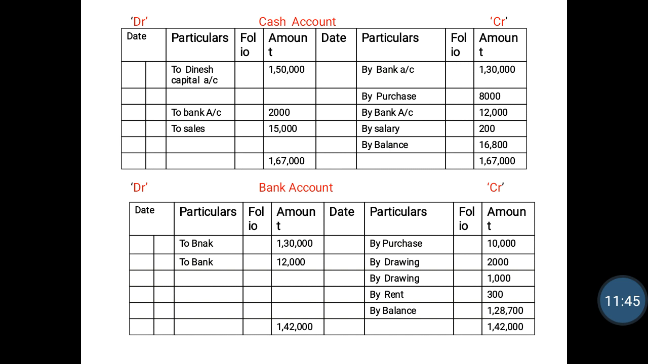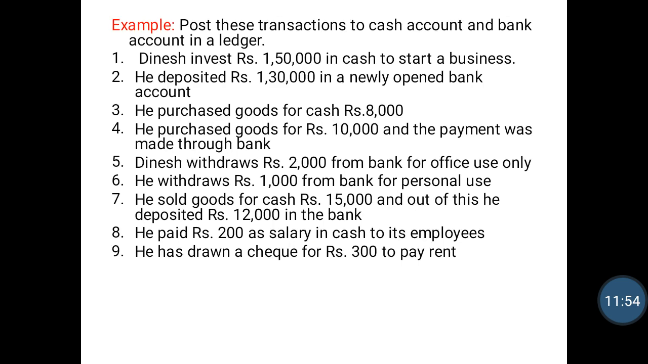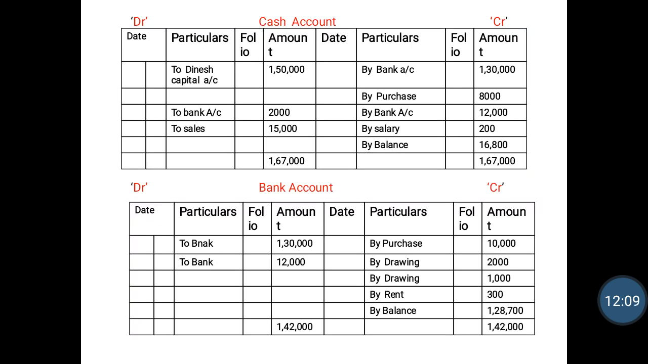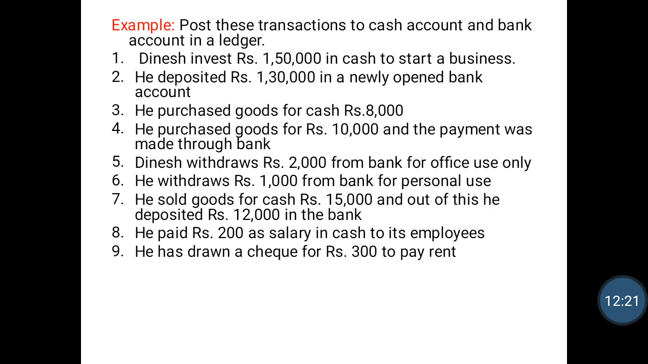In a cash account and bank account, whatever transactions are there, write down that transaction in that particular account. So first we observe this transaction, that is Dinesh invests rupees 1,50,000 in cash to start a business. As the name indicates cash, it is involved under the cash account. So here on the debit side, the entry is to cash, to Dinesh Capital, and the amount is 1,50,000 rupees. Then the second entry, he deposits rupees 1,30,000 in a newly opened bank account.